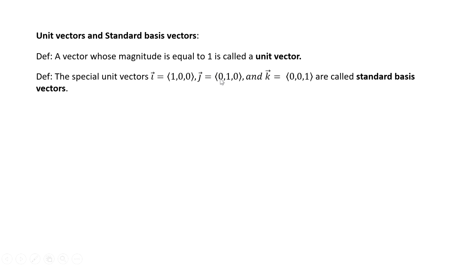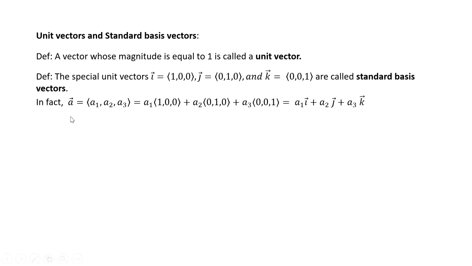And the x and z components are 0. And k points in the positive z direction. They are called the standard basis vectors. Okay, unit vectors, standard basis vectors. We need to know them.